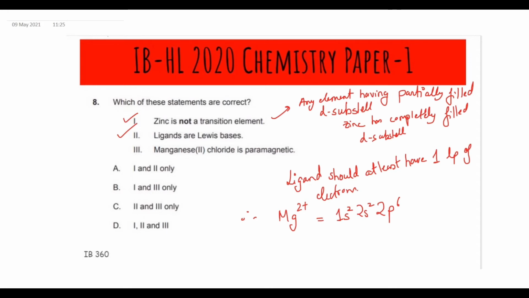Okay, and as all the orbitals are completely filled, I can safely assume that Mg2+ is paramagnetic in nature. So all of the three options are correct, and option D is the correct answer to this question.